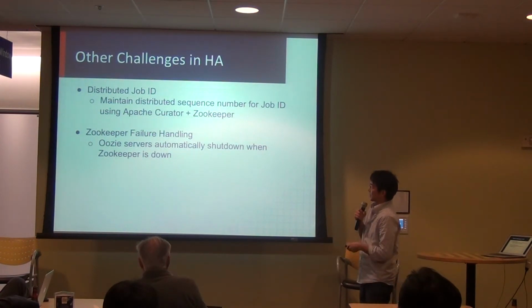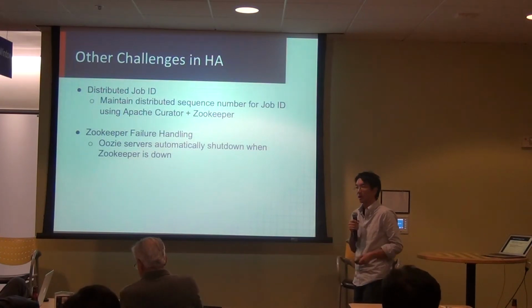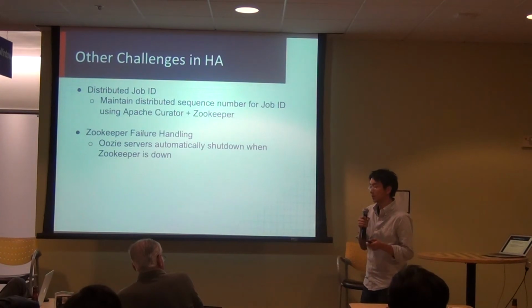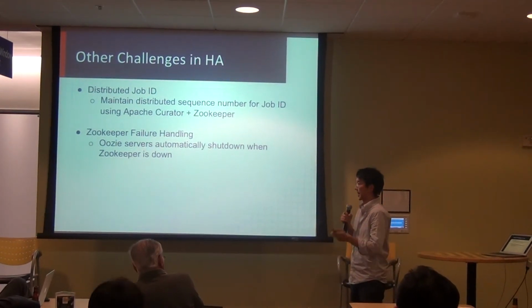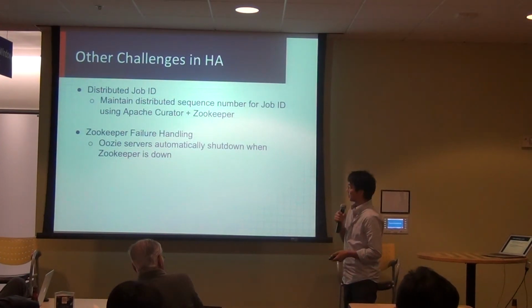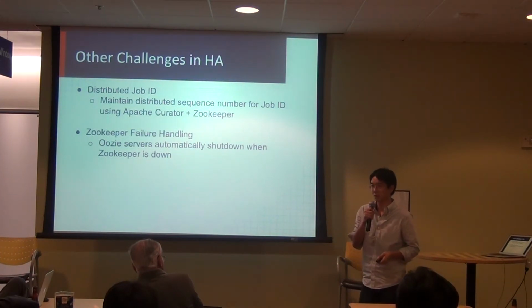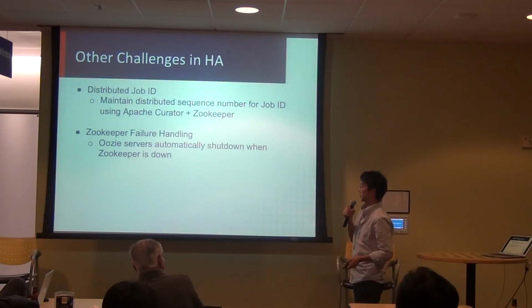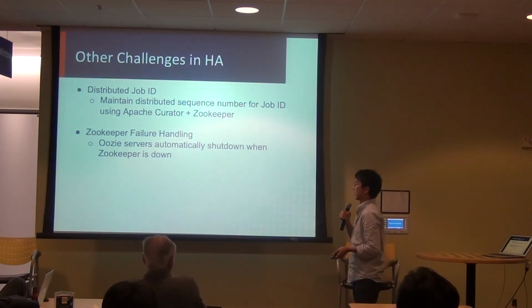And the other item is Zookeeper failure handling. In HA, Zookeeper plays a very essential role. It is a rare event that Zookeeper comes down, but once that happens, ideally the Oozie server should automatically shut down and not accept any more job submissions. We added mechanisms to automatically shut down the Oozie server by monitoring Zookeeper's status.